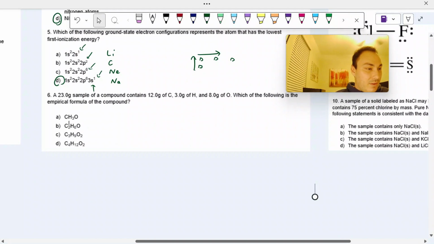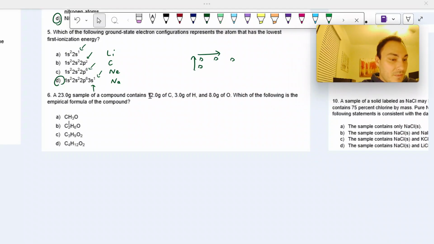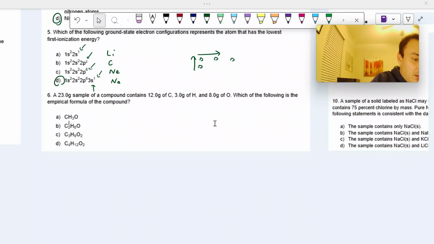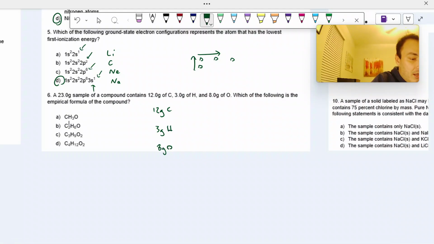A 23.6 gram sample of a compound contains 12 grams of carbon, 3 grams of hydrogen, and 8 grams of oxygen. Which of the following is the empirical formula of the compound? So once again, we need to get an empirical formula, and we're given information about mass. So we need to get to moles first. So let's get to moles. We have 12 grams of carbon, 3 grams of hydrogen, 8 grams of oxygen. And this multiple choice question picked these numbers for a reason. That's to make your life easy.